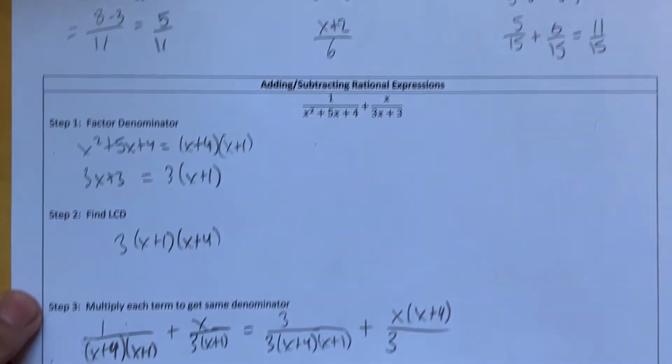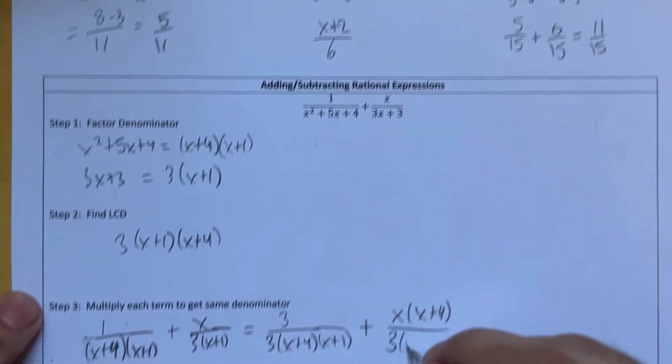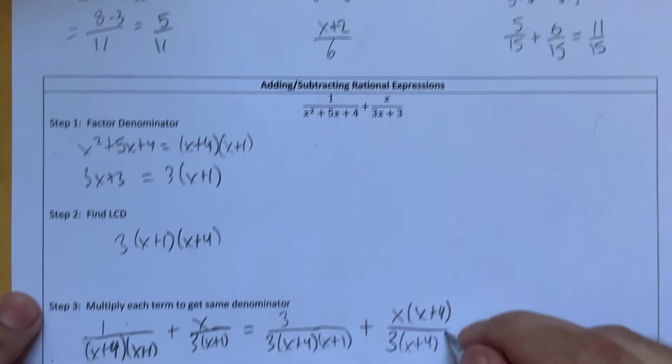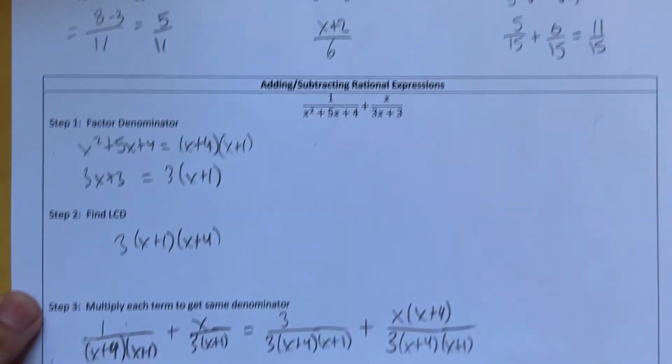All right, so 3 times x plus 4 times x plus 1, because I just multiplied it by x plus 4 to get that. Now how am I going to add it to get one fraction? We're going to add the numerators, so we're going to do 3 plus x times x plus 4, and then we're going to keep the denominator, 3 times x plus 4 times x plus 1.